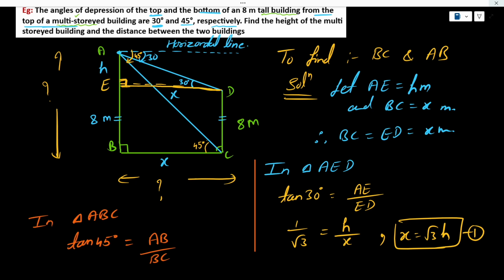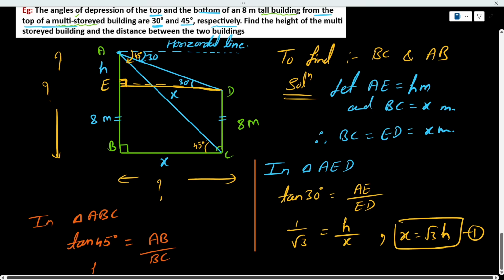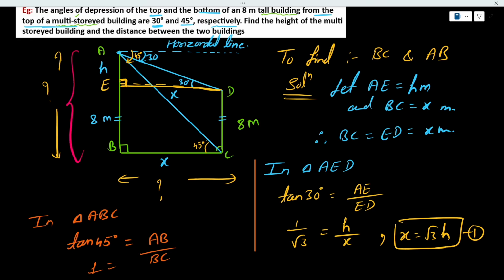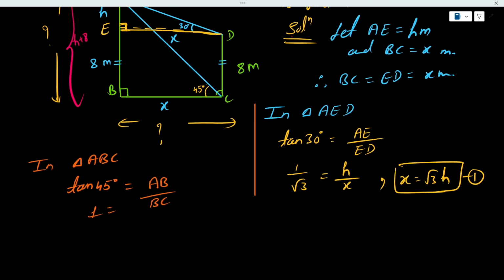Tan 45 is 1. And what is your AB? AB is going to be this total length, right? So this length, which is going to be here, H plus 8. So what can we take here? H plus 8 by, so 1 is equal to H plus 8 by BC, which is X. So I can take it here.